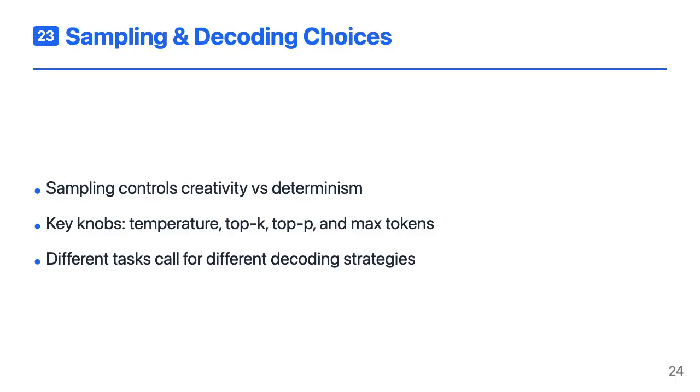Once the model has a probability distribution over the next token, you still have to decide how to sample from it. Temperature controls how sharp or flat that distribution is. Top K and top P sampling restrict choices to the most likely tokens or the smallest set that covers a target probability mass. For tasks like coding or math, you might want low temperature and more deterministic decoding. For creative writing, higher temperature and broader sampling can produce more diverse and interesting outputs.